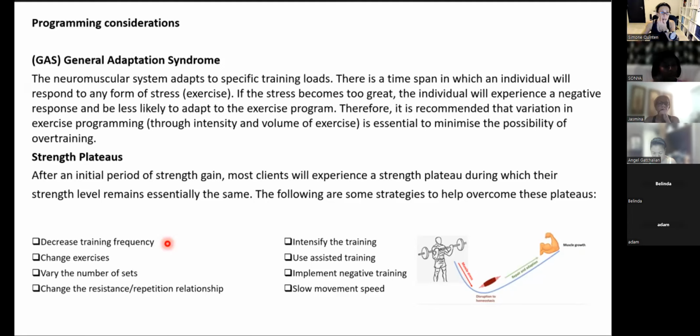Okay. You can change the exercises, obviously, so you need to change that. Then you change the number of sets. So maybe what you do is increase the sets.